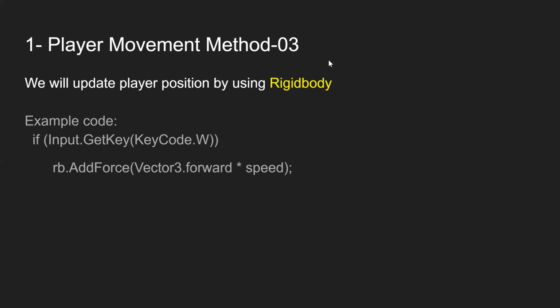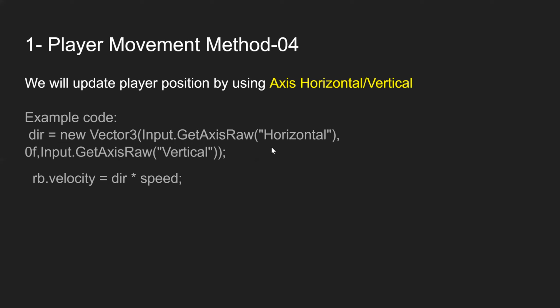And method number 3 is the Rigidbody. We have already seen in our Unity engine, there is a Rigidbody component where you can see the gravity and the mass and other things. By using Rigidbody, we can add force to the player, and we can move the player forward, and we can add a float as a speed. I will show you how to do that.